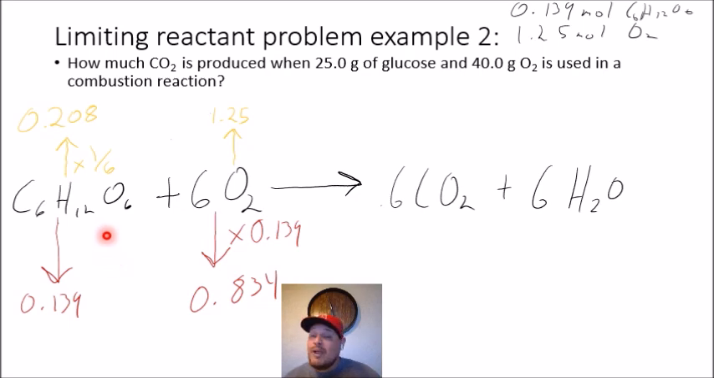I know what you're thinking: but wait, Mr. Dominguez, you told us the one with the largest coefficient is always going to be the limiting reactant. I didn't say always, I said sometimes. And in this case, this is that sometimes case. There's only 1 mole of glucose, but glucose, like we mentioned before, has a large molar mass, so it's going to run out first. 0.208 is not enough. Therefore, we know that glucose is our limiting reactant.